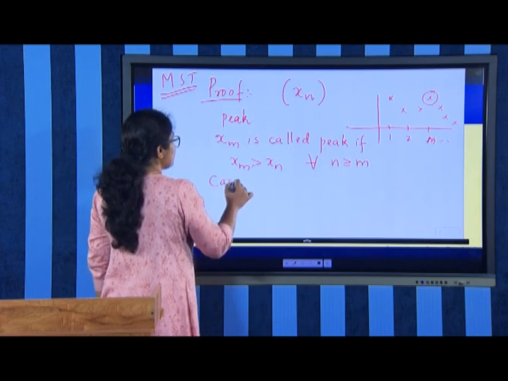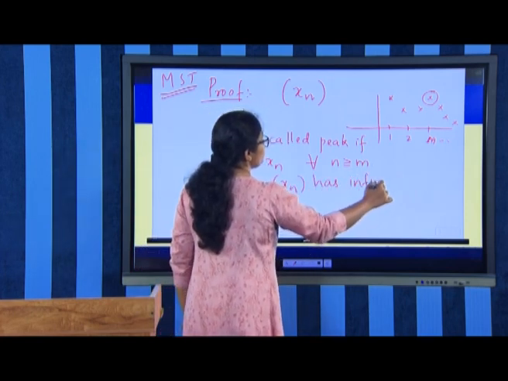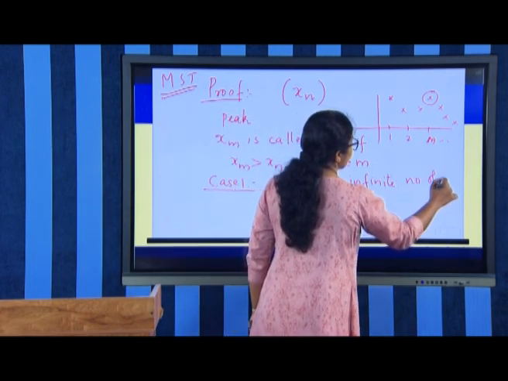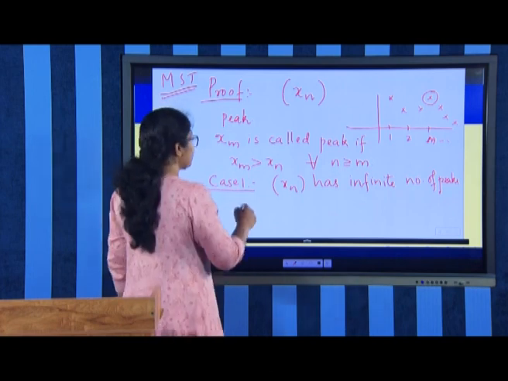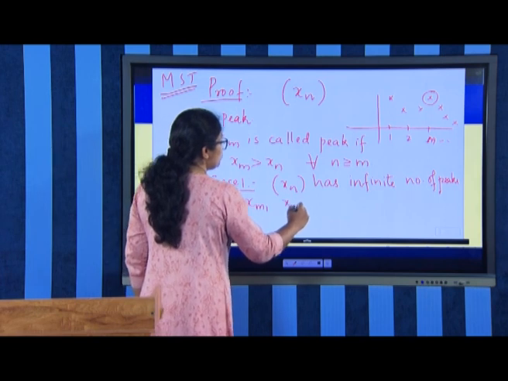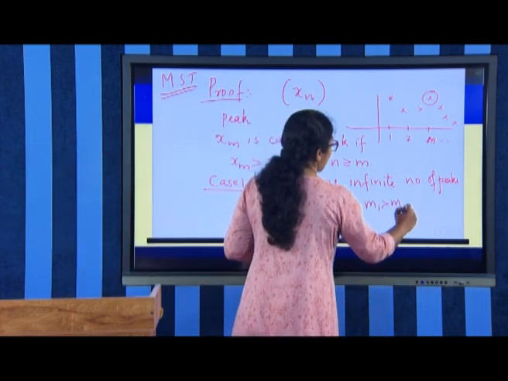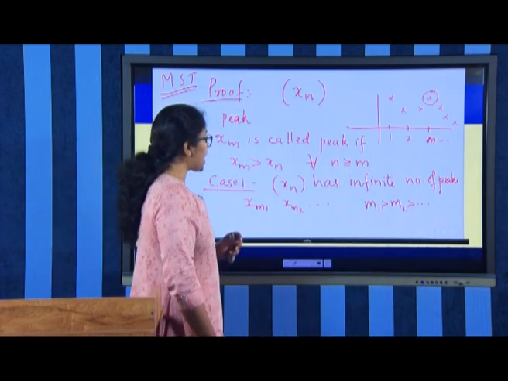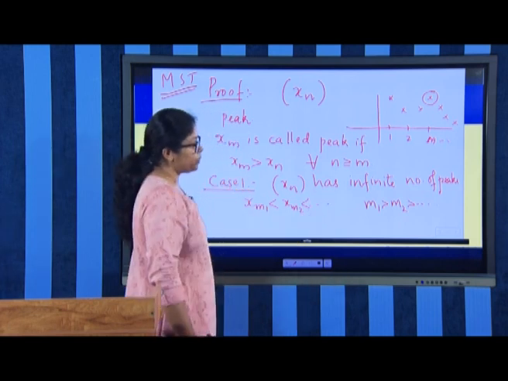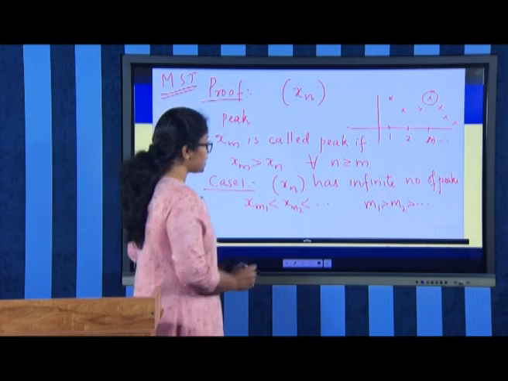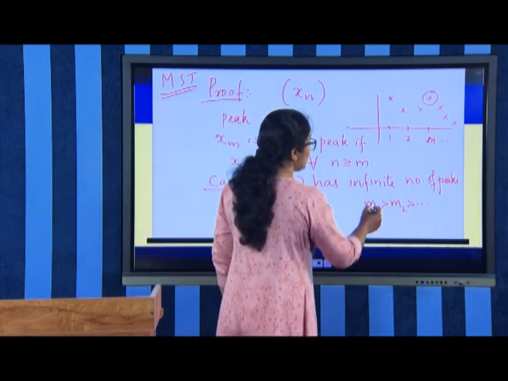Now, two cases arise. Case 1: suppose the sequence xn has infinitely many peaks. Then we can arrange those peaks as, say, xm1, xm2, etc., where xm1 is greater than xm2, greater than xm3, and so on. But in order to get a monotone subsequence, we need terms with increasing indices.